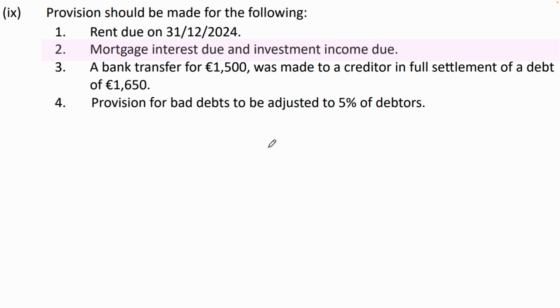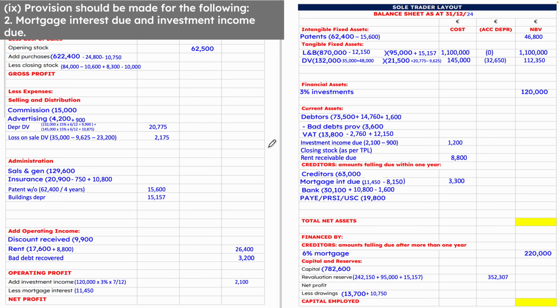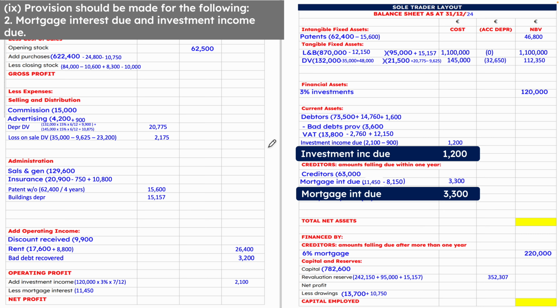Part 2 then is just provide for the mortgage interest due and investment income due, and we've already got a lot of the work done here. So we had investment income due 2,100 minus 900, all worked out earlier, and that gives us 1,200. And then the mortgage interest due, we have the 11,450 minus the 8,150, and that gives us 3,300.